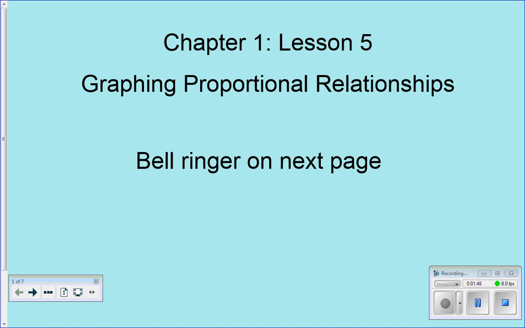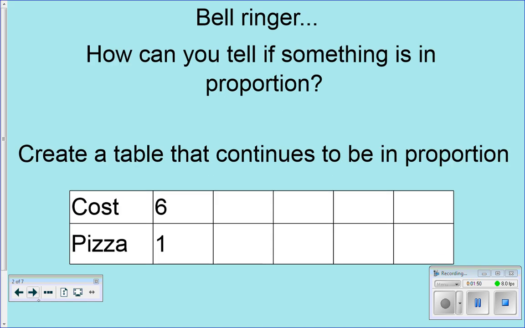All right, so today let's talk about our bell ringer. Let's go back to the things we've learned, not yesterday, but 2 days ago. Remember we made charts, we had to find if things were in proportion. My first question to you is this. We can just do this verbally, we don't have to write it down. How can you tell if something is in proportion? I gave you 3 different ways.